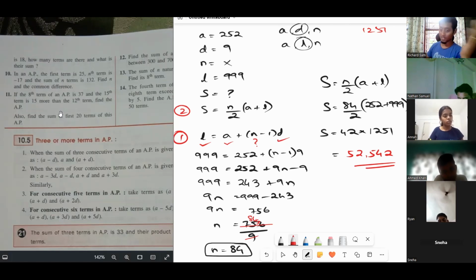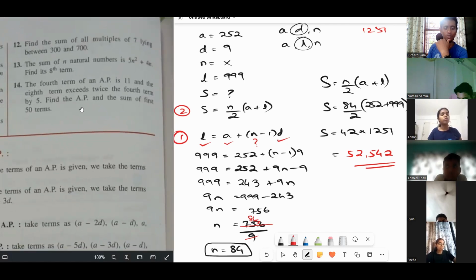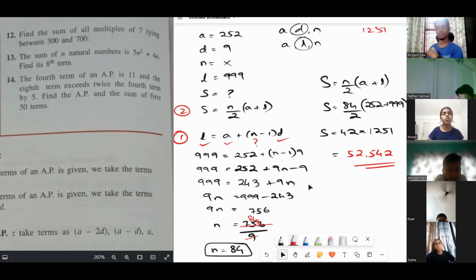Now the questions will come very complex in this way and that way, and simultaneous equations will come in. Sometimes quadratic might come in. Linear equations might come in. They will mix up everything and ask you. Okay, do this 14th question from here.